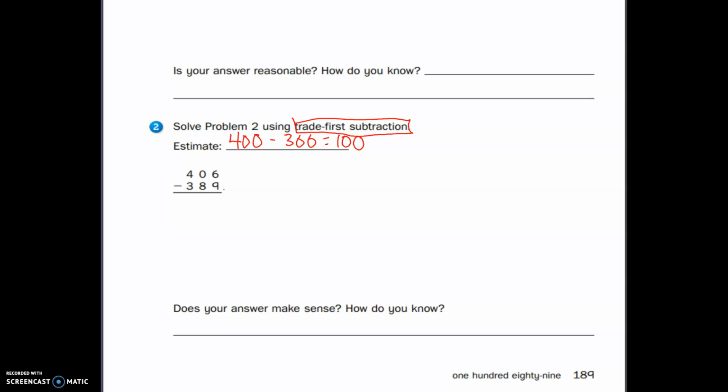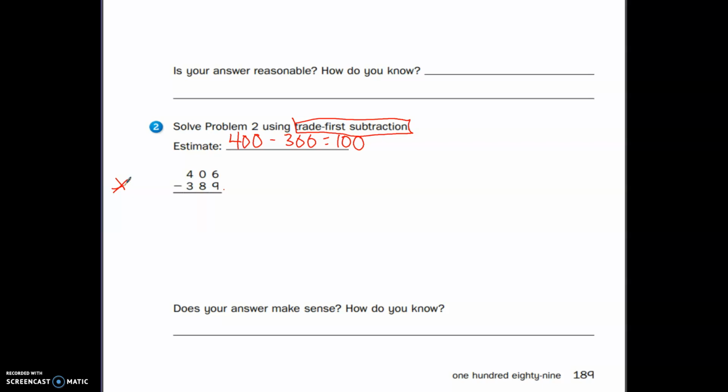Okay, so now we are at part 2 of lesson 1, where we're talking about different subtraction strategies. And we are going to work on the trade first subtraction strategy. So the problem that we're going to focus on is 406 minus 389. And I asked you these questions before we started part 2, but I want to ask them to you again.